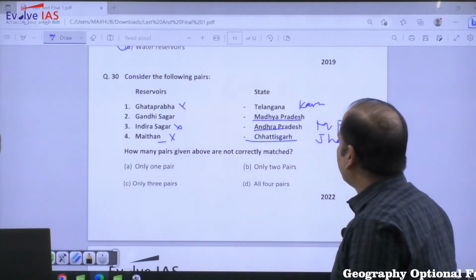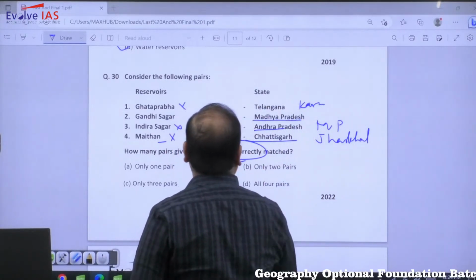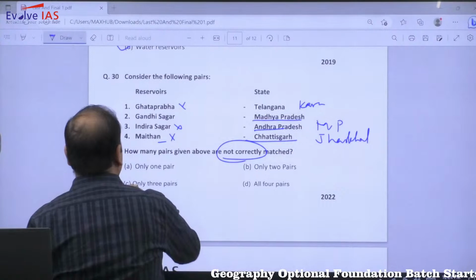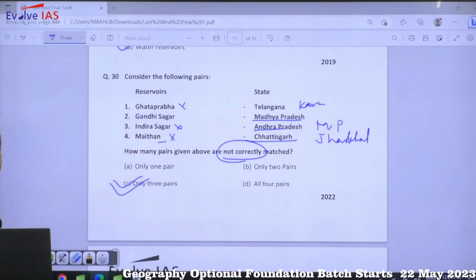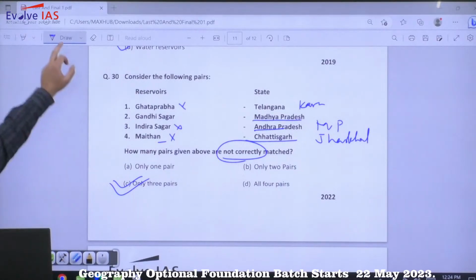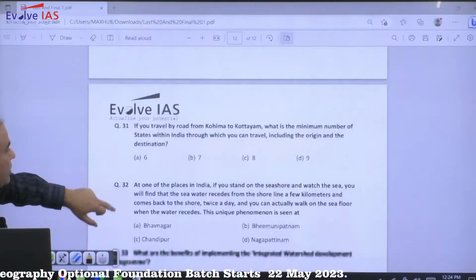The question is how many pairs given above are not correctly matched. So it is associated with not correctly. So the answer will be only 3 pairs. So only 3 pairs are not correctly matched. So this was the question that was asked in 2022.